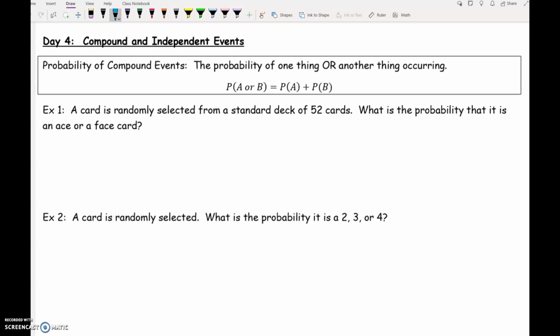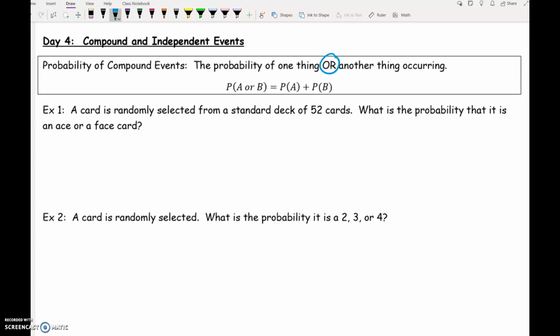I don't know that we've really used this notation very much, but the capital P means probability. The probability of A or B is the probability of A occurring plus the probability of B occurring. Basically, the word or means that we are going to add things together.